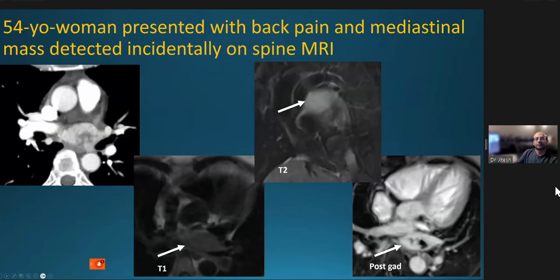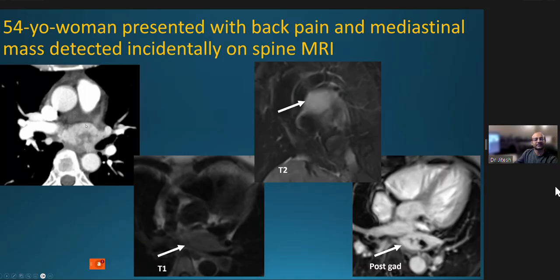So now this space is specifically where we see some hypervascular lesion within the visceral space. Now let's look at this example. This is a 54-year-old woman who presented with back pain and was found to have this mediastinal mass incidentally on a spinal MRI, which was done for a back pain symptom.